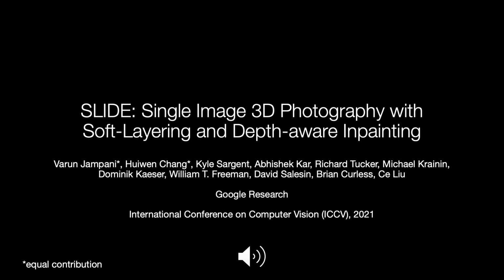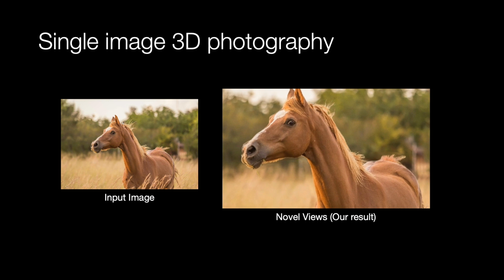We present SLIDE, single image 3D photography with soft layering and depth-aware inpainting. Single image 3D photography is the task of converting a still image into a 3D representation from which one can render novel views.